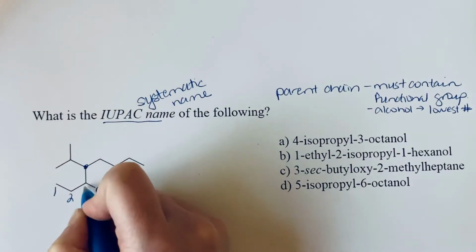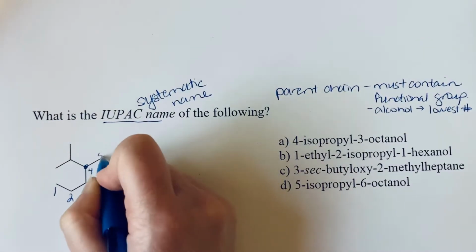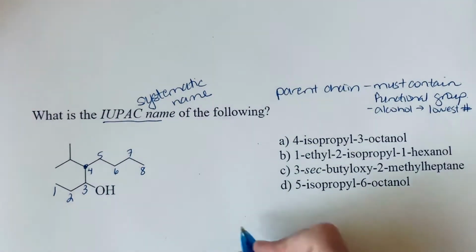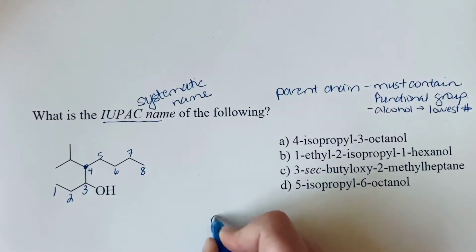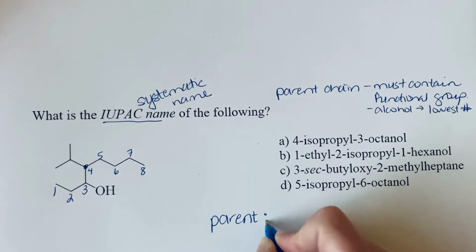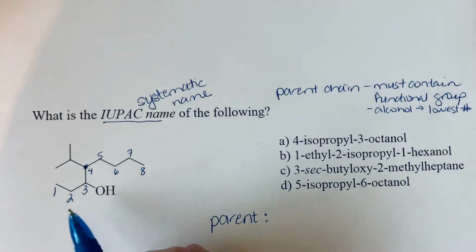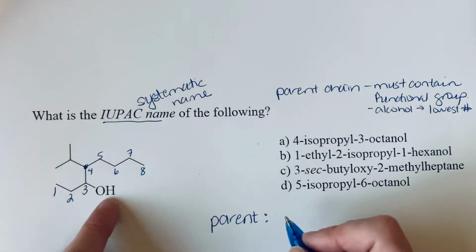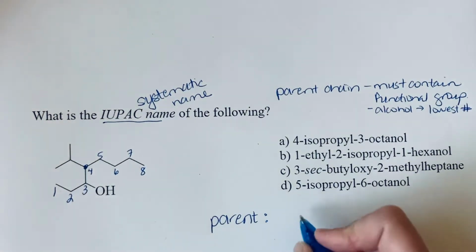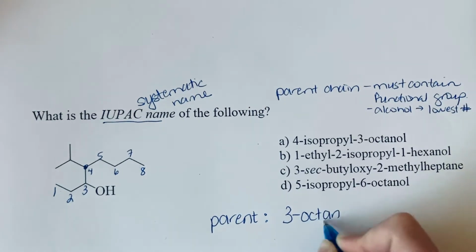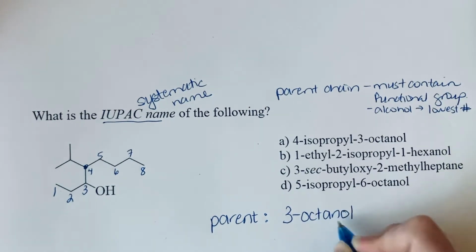1, 2, 3, 4, 5, 6, 7, 8. So our parent chain is an 8 carbon atom chain. So it will be oct. Ane, because it's an alkane, and then we're going to end it with ol to indicate the alcohol. And that alcohol is on carbon number 3. So the parent chain is 3-octane, ane for the single bonds, ol for the alcohol.